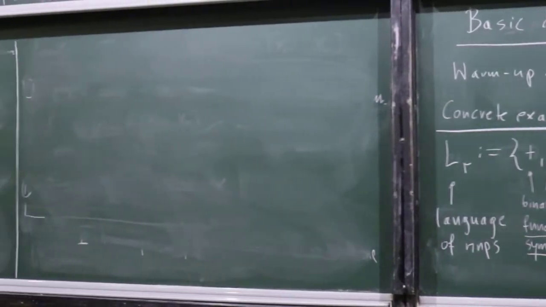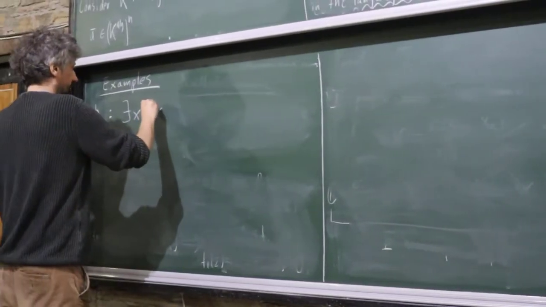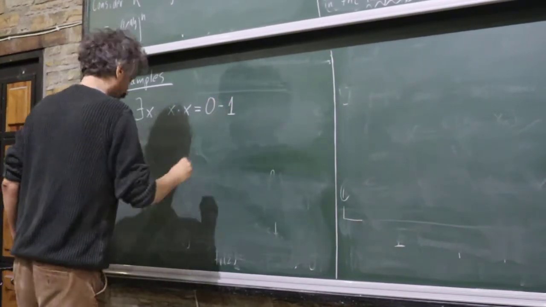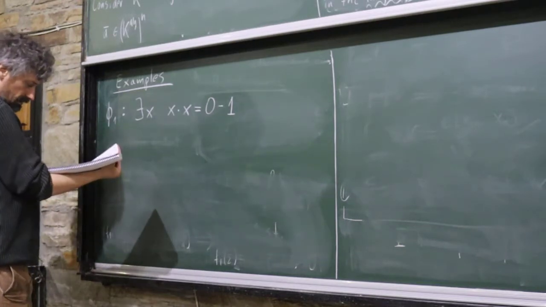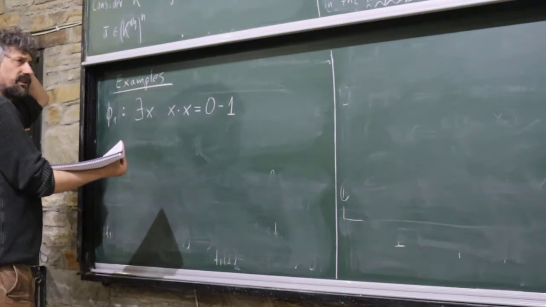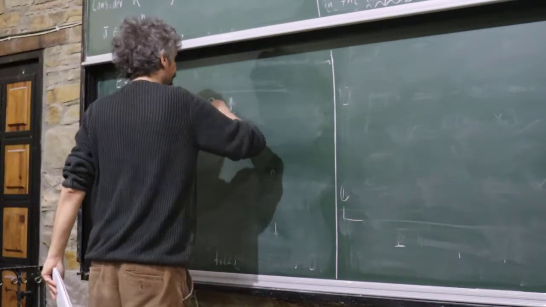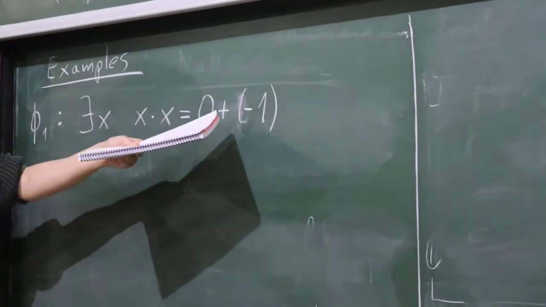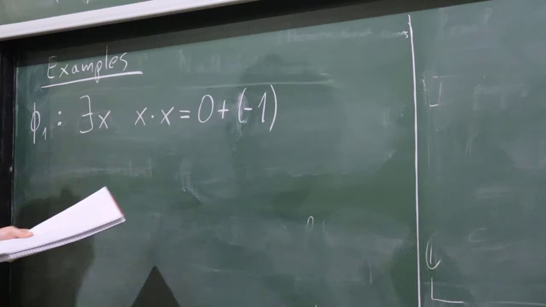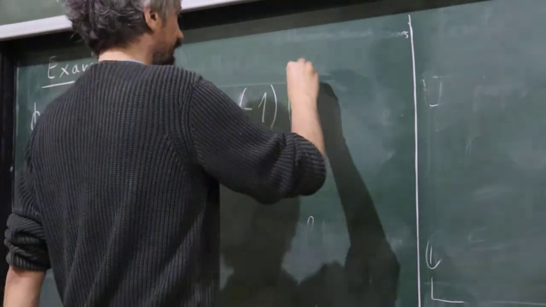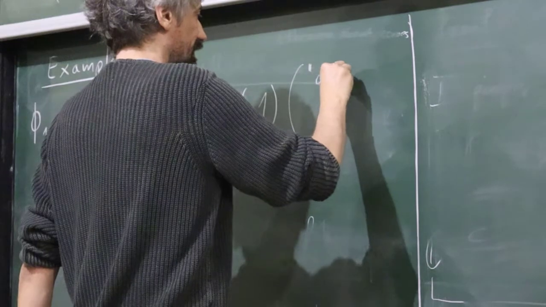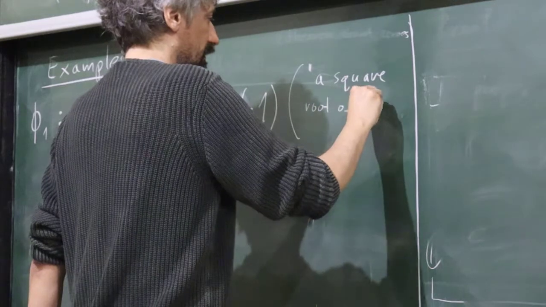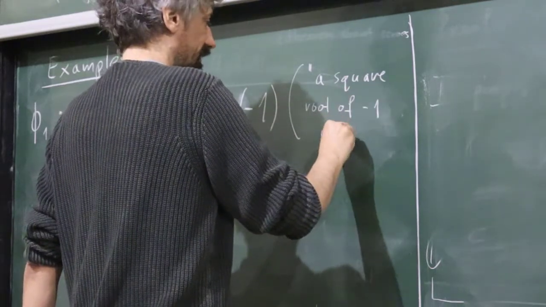So x is x, x times x equals 0 minus 1, which is maybe not so good. Since it's unary, it should be 0 plus minus 1. So a meaning which will come later is: a square root of minus 1 exists.